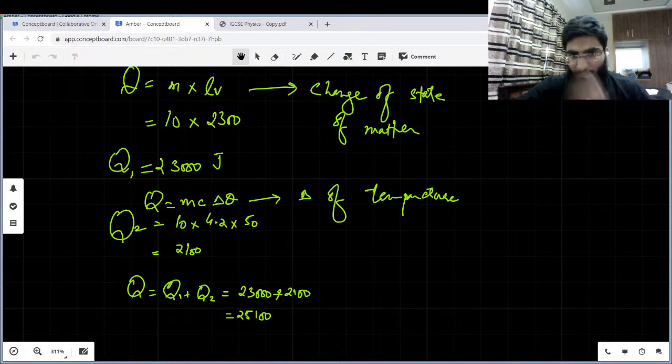And if it is both, then we'll calculate both. First, the energy required to change state of matter, and then the energy required to change temperature, and we'll add the two energies, and we'll get the final answer. Units should always be mentioned, so joules. Got it? Oh, I just need to write it down.